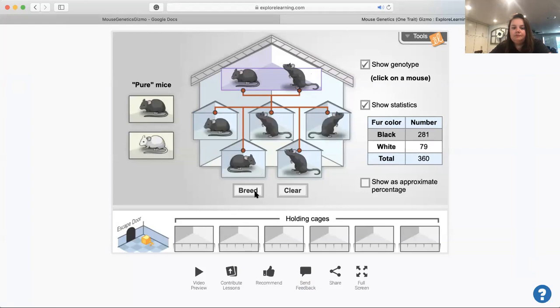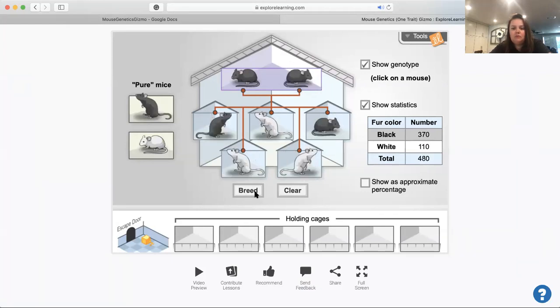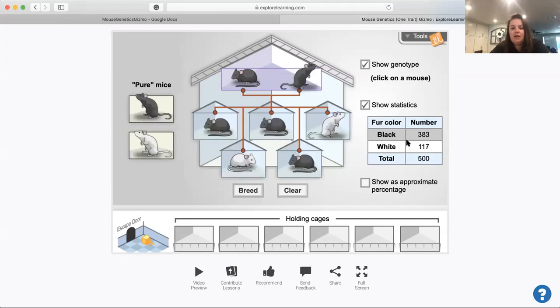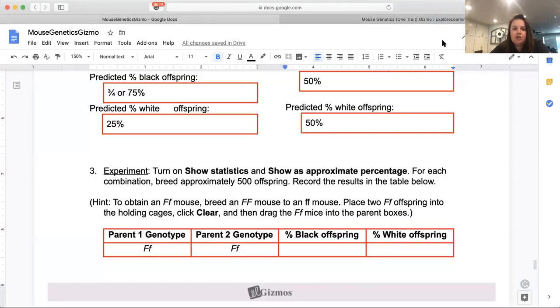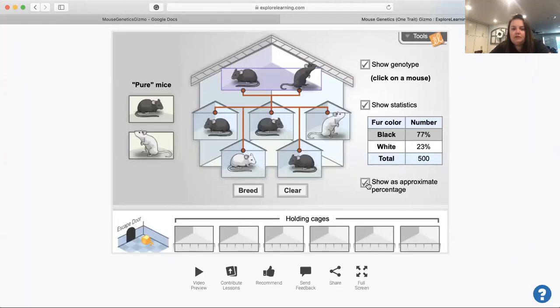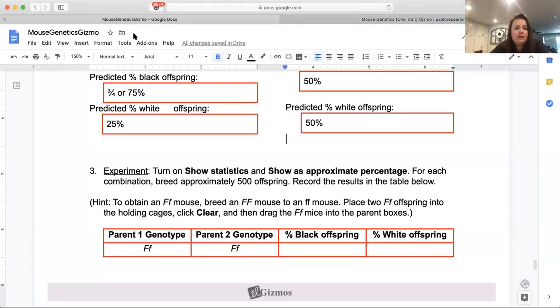Getting closer. Almost there. All right. Now we have 383 and 117. Does it show? Oh, show as approximate percentage. Let's do that too. 77% and 23%. You may get slightly different numbers. So black was 77%, white 23%.